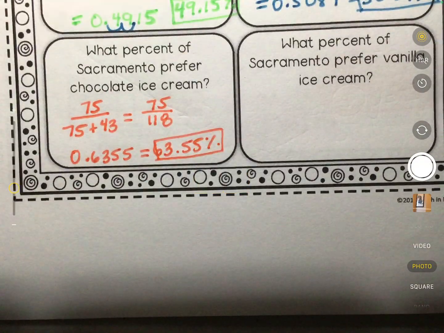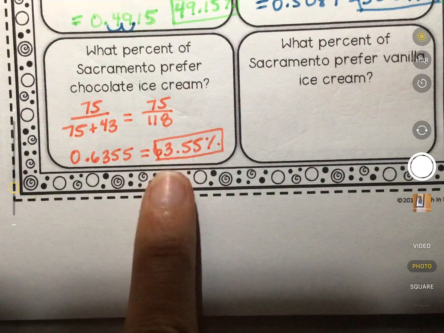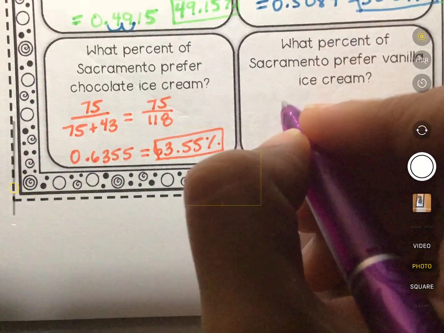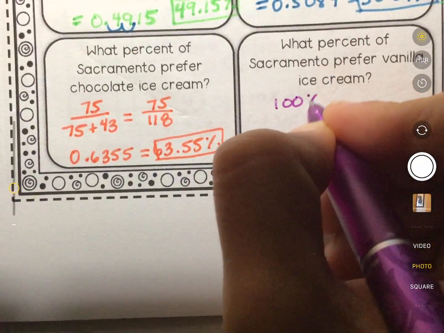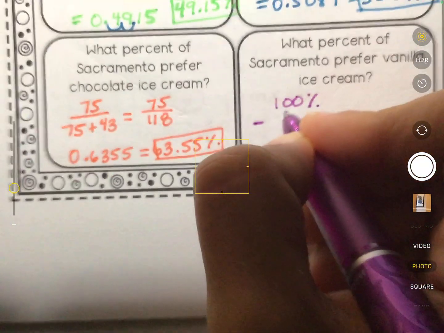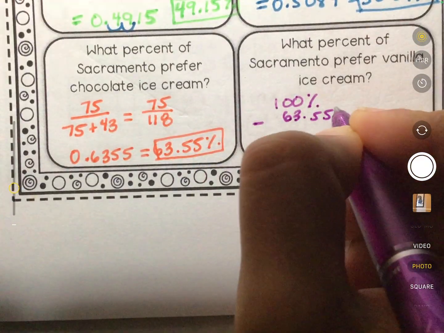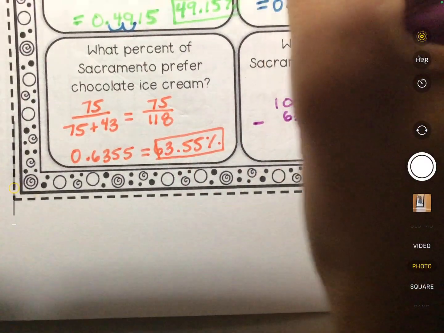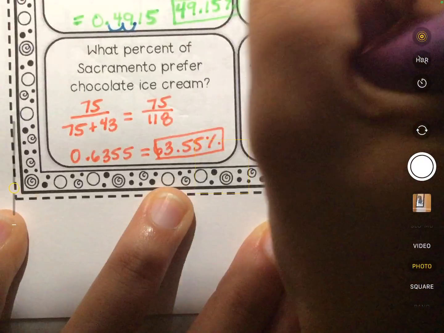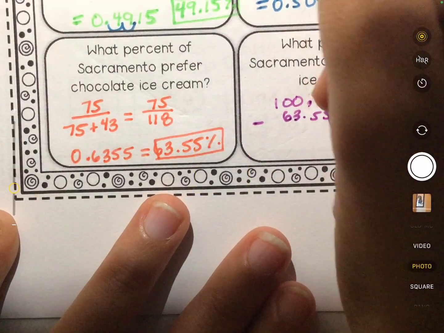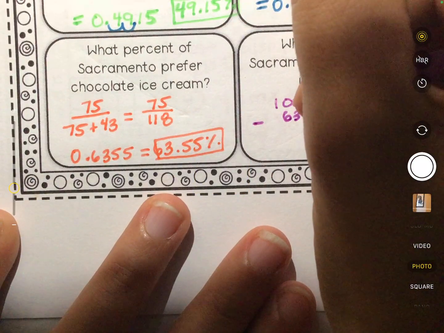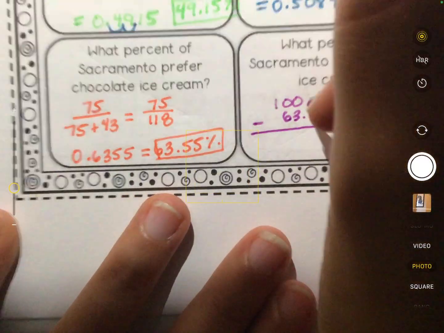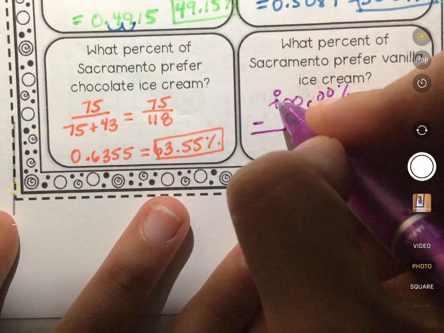Perfect. All right, and we'll do this last one how Natasha mentioned. Because we already have this one, we can just subtract. So from 100%, we can subtract 63.55%. But I need to make sure my decimals line up. When we subtract, our decimals have to be aligned. Ooh, it's a lot of borrowing.